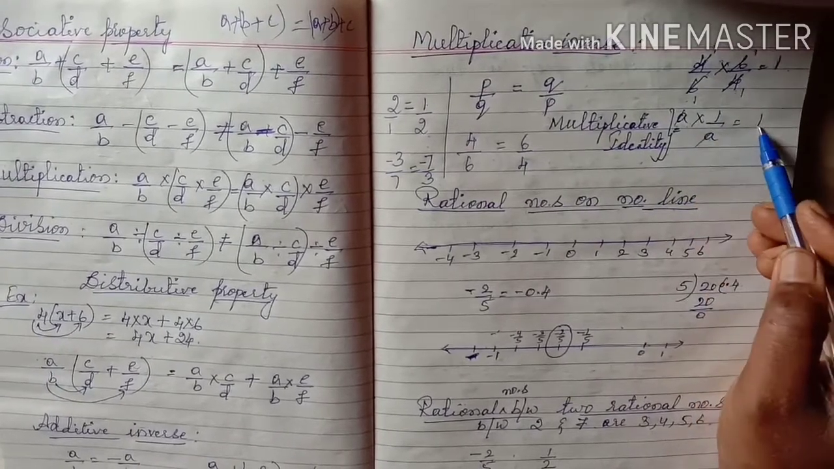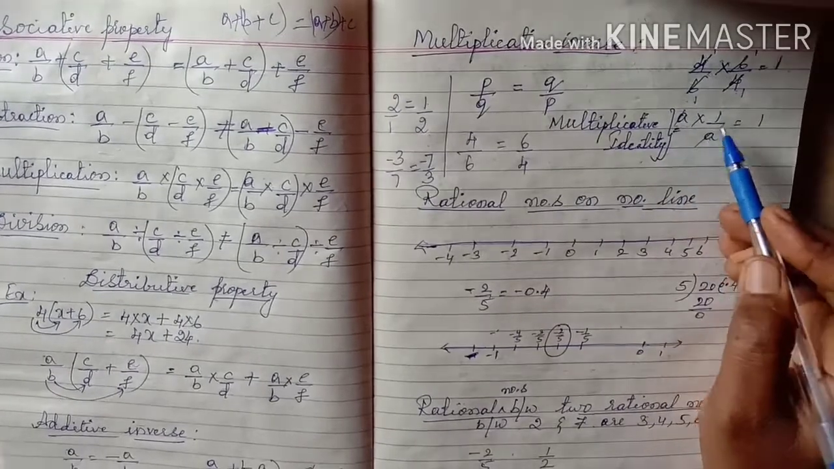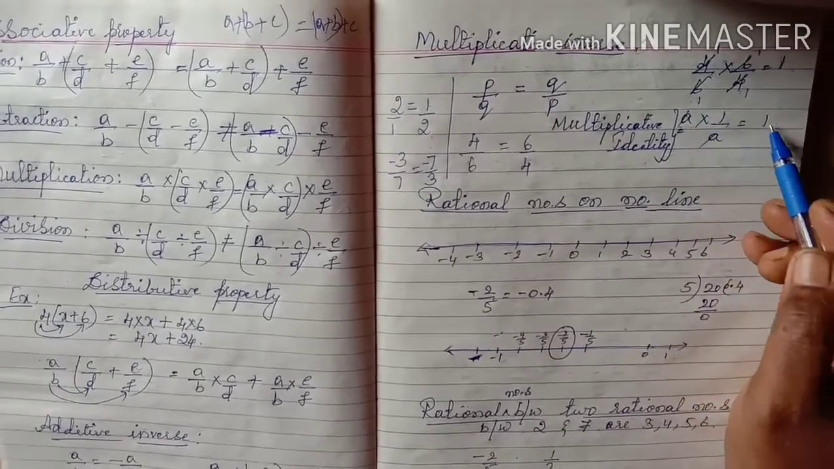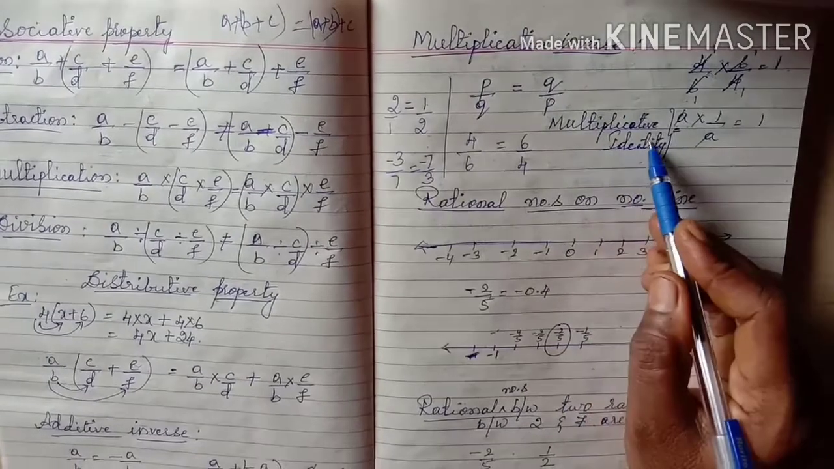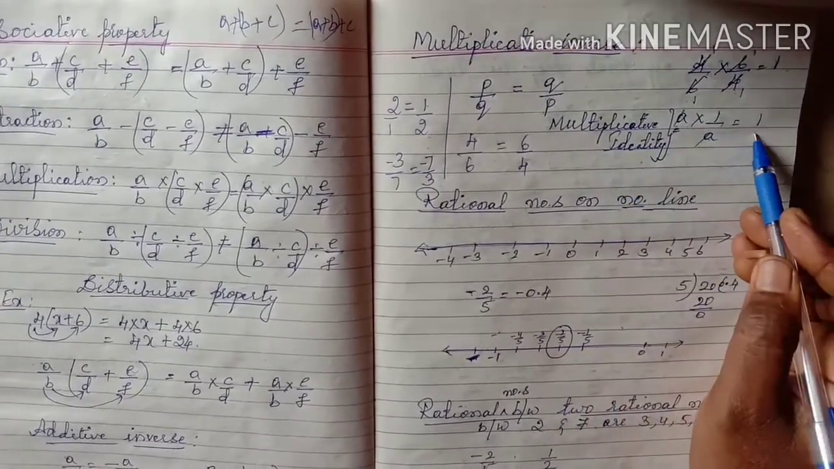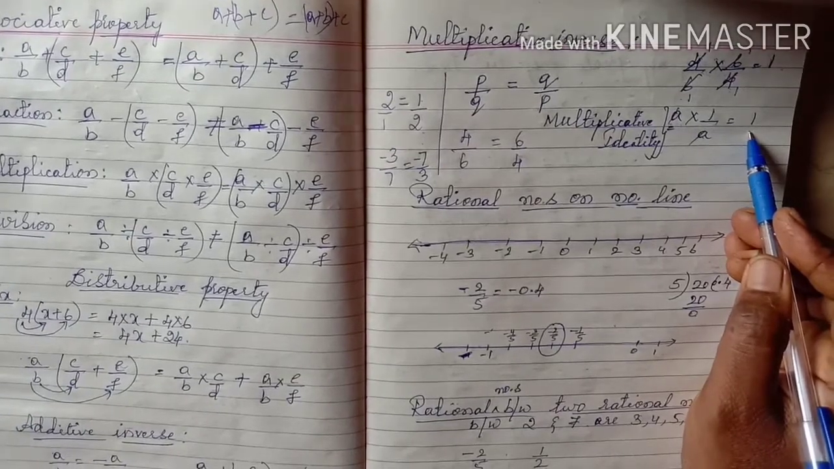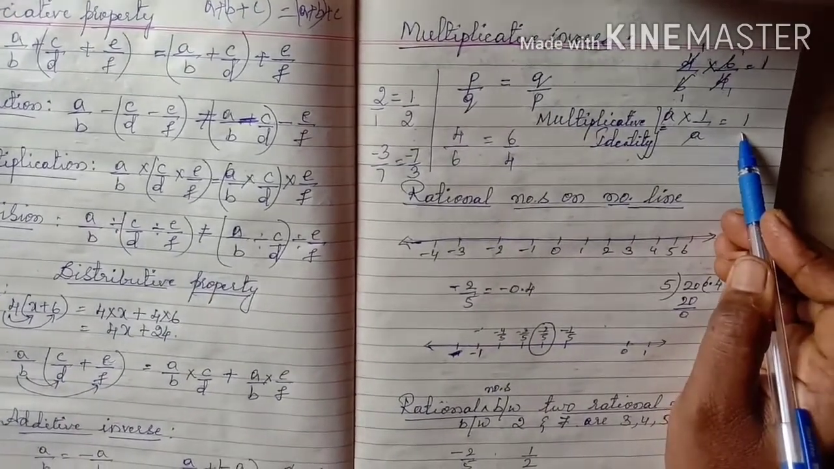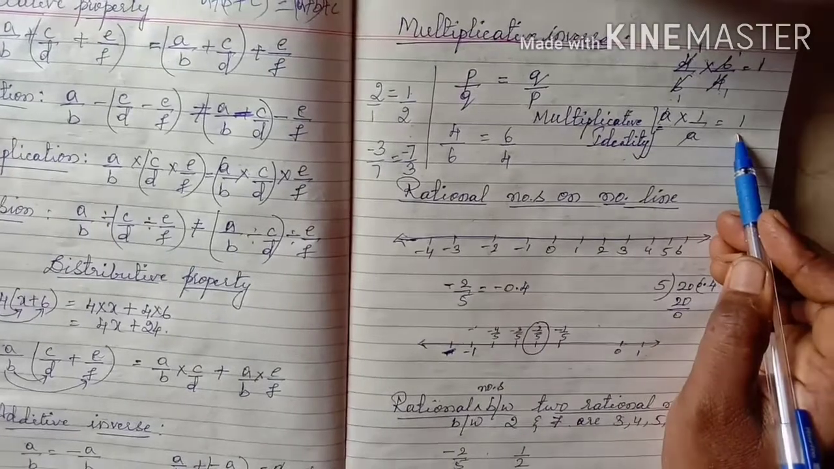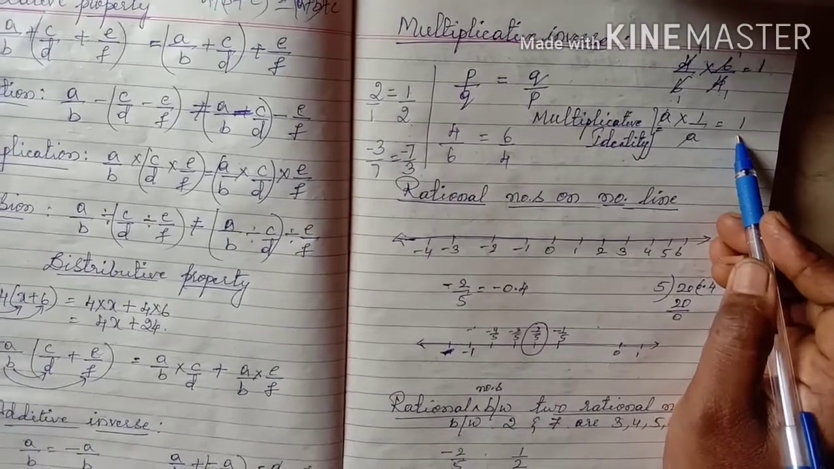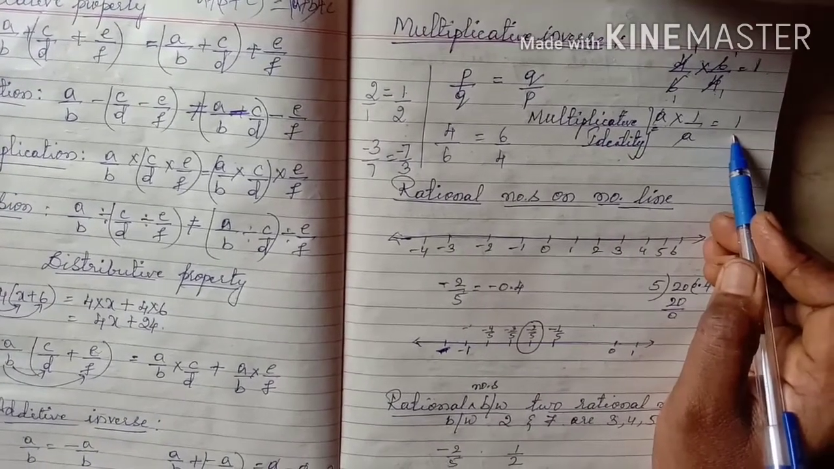Why? How did you get 1 here? A will get cancelled. So 1 divided by 1 is 1 only. So what is the multiplicative identity? 1. And we understood here the multiplicative identity is 1. What is the additive identity, children? Additive identity is 0. Multiplicative identity is 1.